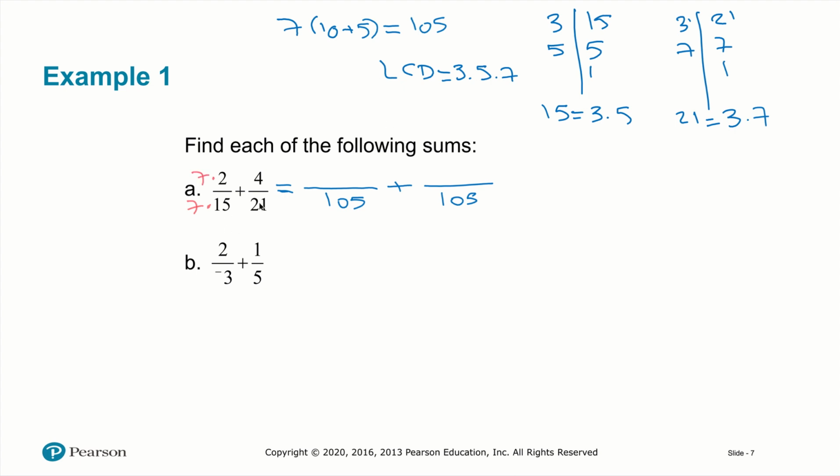And for the next one, 21, notice 21 needs to be multiplied by 5 to give 105. So we're going to multiply the 21 by 5, which means we have to do the same thing to the 4 on the top. Because of course we don't want to change the problem, we just want to change the way it looks so that we can handle it more easily.